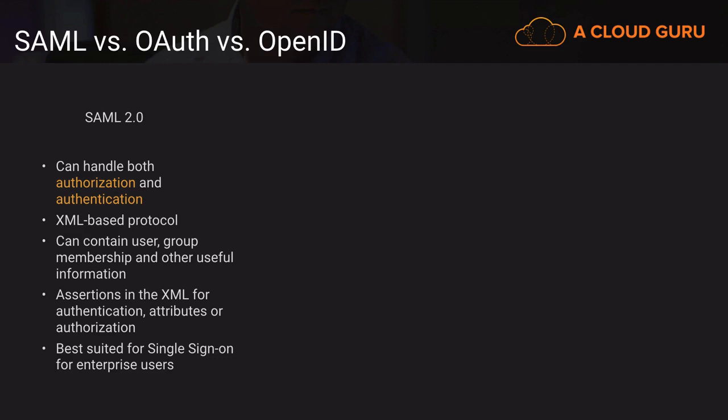Now I wanted to spend a little bit of time comparing SAML, OAuth, and OpenID. These are three things that you'll hear a lot about when we talk about federated security models. First, SAML can be thought of as kind of the original protocol for security federation. It can handle both authorization and authentication. It's XML-based, and it can contain user, group, and member information. It's very extensible, and it's really best suited for single sign-on for enterprise users.